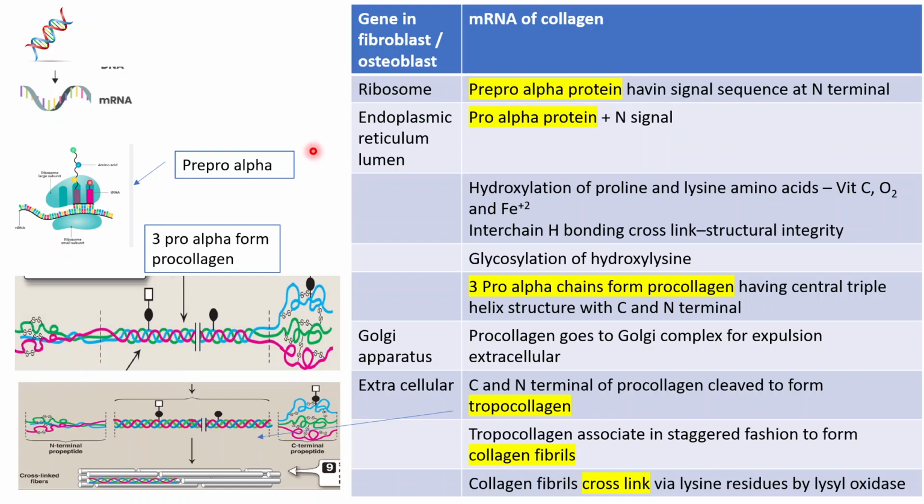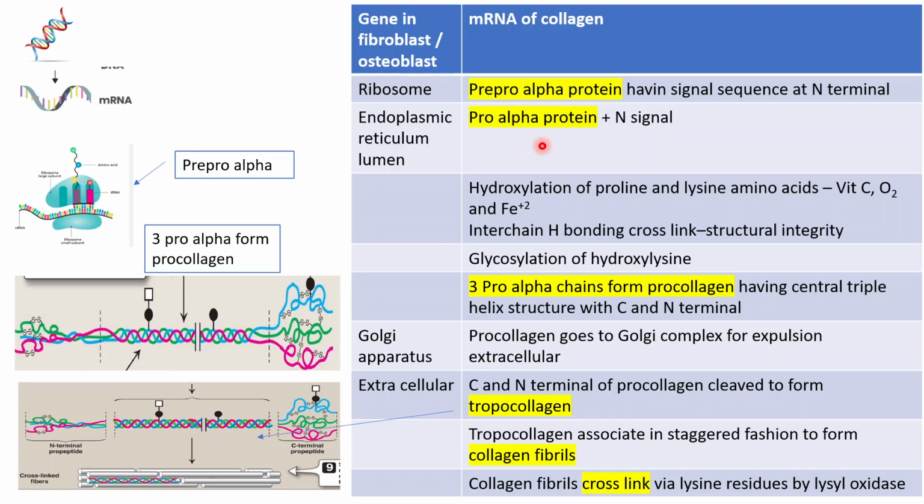Now this pre-pro-alpha protein formed in the ribosome has a special sequence at the N terminal, or an N signal. This special sequence directs the pre-pro-alpha protein to the endoplasmic reticulum. When it goes into the endoplasmic reticulum, the pre-pro-alpha protein is broken down into pro-alpha protein and the N signal. The purpose of this N signal was to direct it to the endoplasmic reticulum, so when it comes in, the signal is lost. Now what we have is pro-alpha protein.